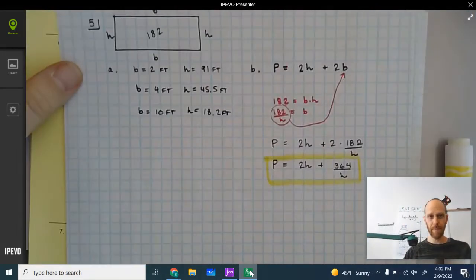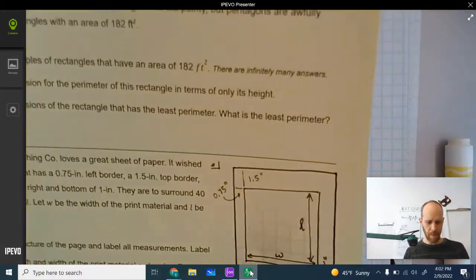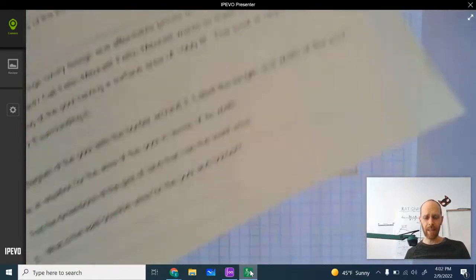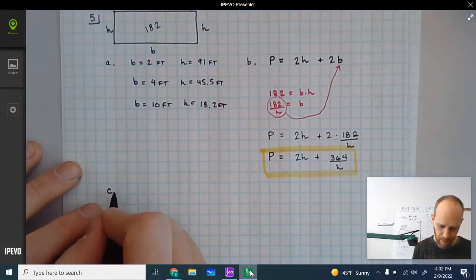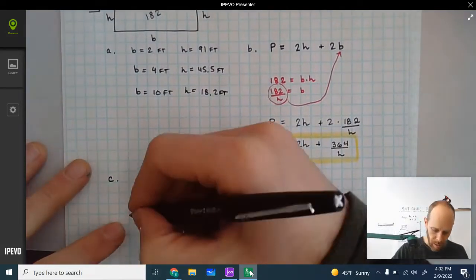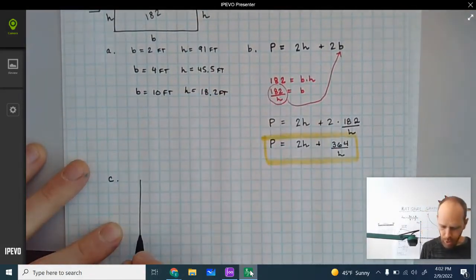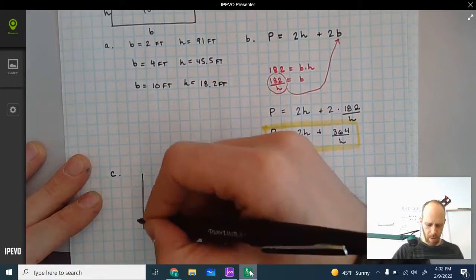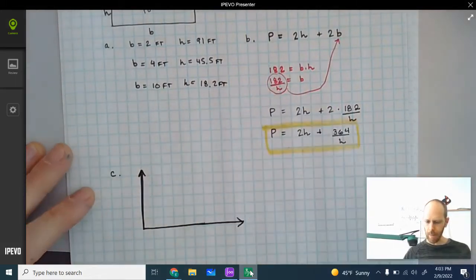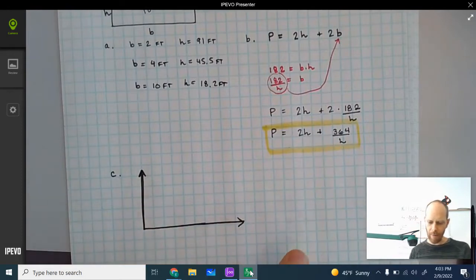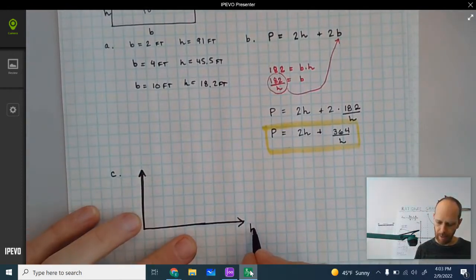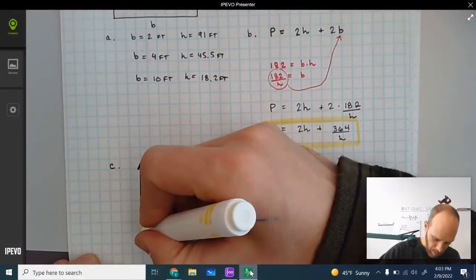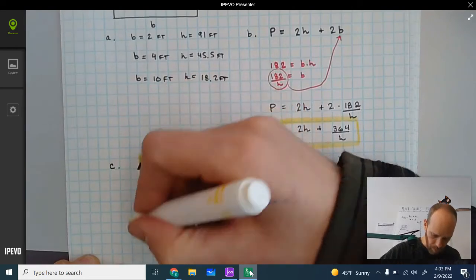Part C says, find the dimensions of the rectangle that has the least perimeter. What is the least perimeter? So for C, let's draw a picture. This picture is going to be really similar to the one that we did for the can problem just a minute ago. And the reason we know that is because first, see how once again our variable is the height this time, can't be zero. Zero's on our no-no list. So just like the last one, we're going to have a vertical asymptote here at 0.